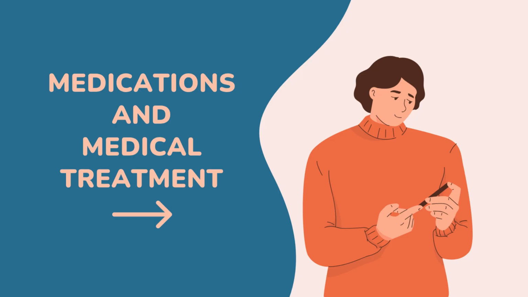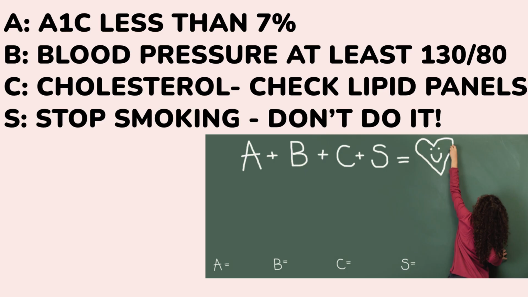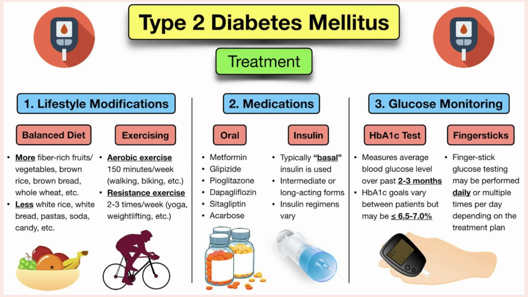The next couple slides are medications and medical treatment. You want to remember your ABCs when it comes to diabetes mellitus type 2. A stands for A1C of less than 7%. B stands for blood pressure of at least 130 over 80. C stands for cholesterol. You want to keep checking your lipid panels. And S is for stop smoking. Don't do it. This is a table in regards to the treatment plan for type 2 diabetes mellitus.